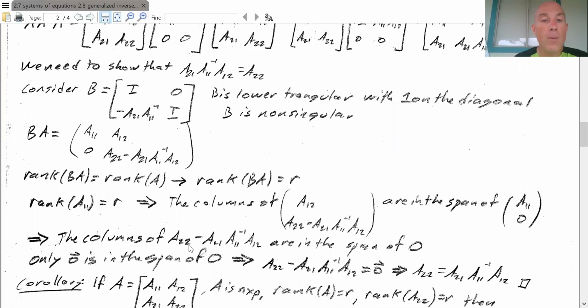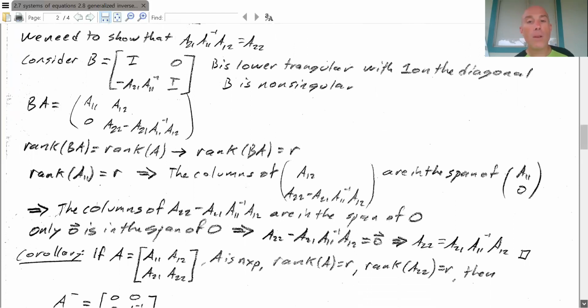All right, so the columns of A22 minus A21, A11 inverse, A12 are in the span of the 0 matrix. Well, what's in the span of the 0 matrix? Only the 0 vector. That means I can only have zeros here. All right, well, that tells me that this is equal to the 0 matrix. If this is equal to the 0 matrix, then I can just go like this, and that should be a matrix, not a vector. Add this to both sides, boom, we got it.